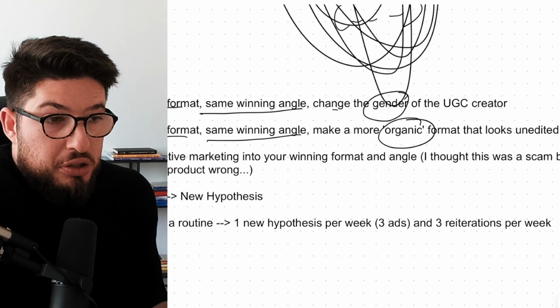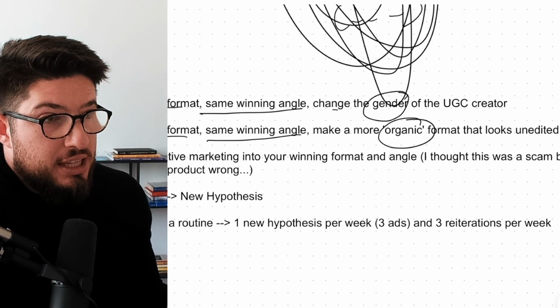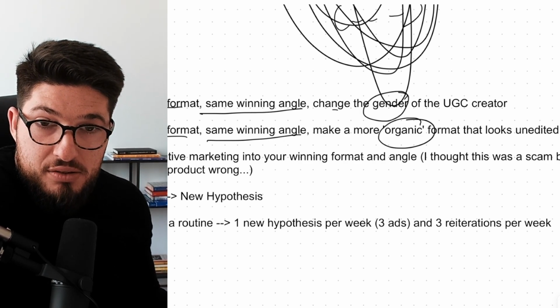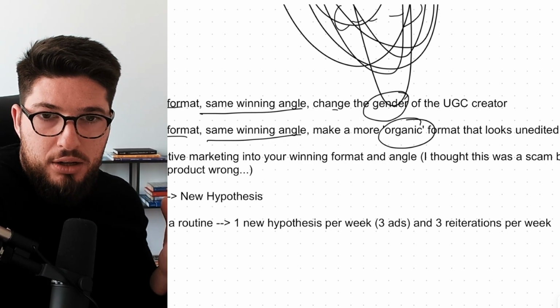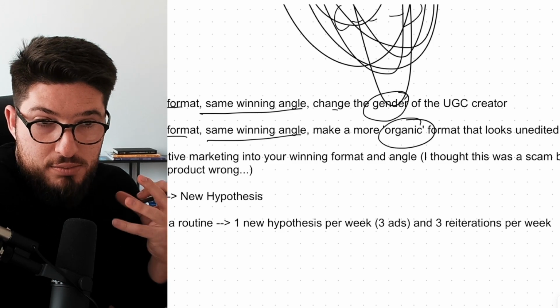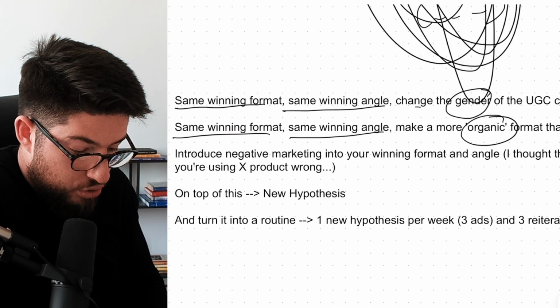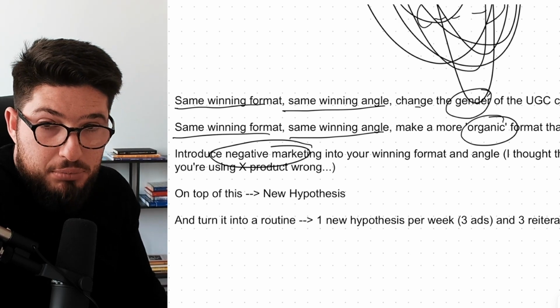But we said, okay, we've got something that's a winner, but it looks very edited with graphic design and stuff. Let's make it organic. Okay, makes sense, because I feel secure. We've got the winning angle, we've got the winning product, everything is good. Let's make it in another way. And then introduce negative marketing. This is just an example.